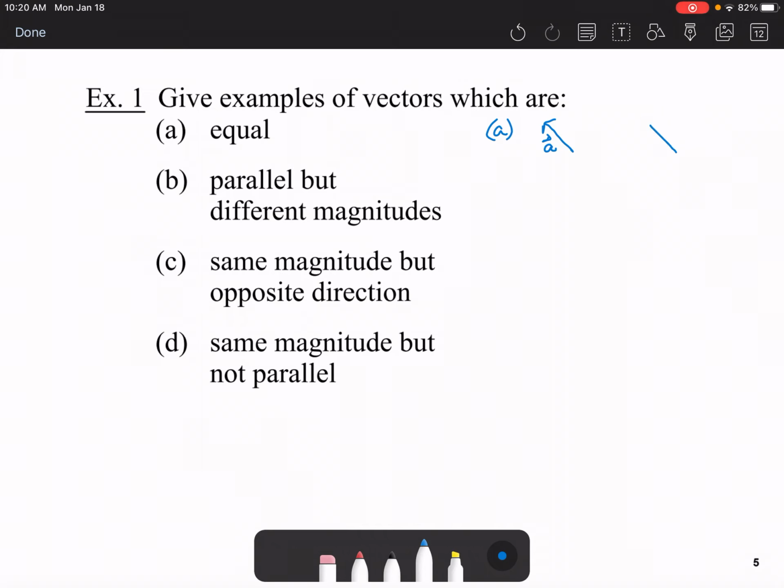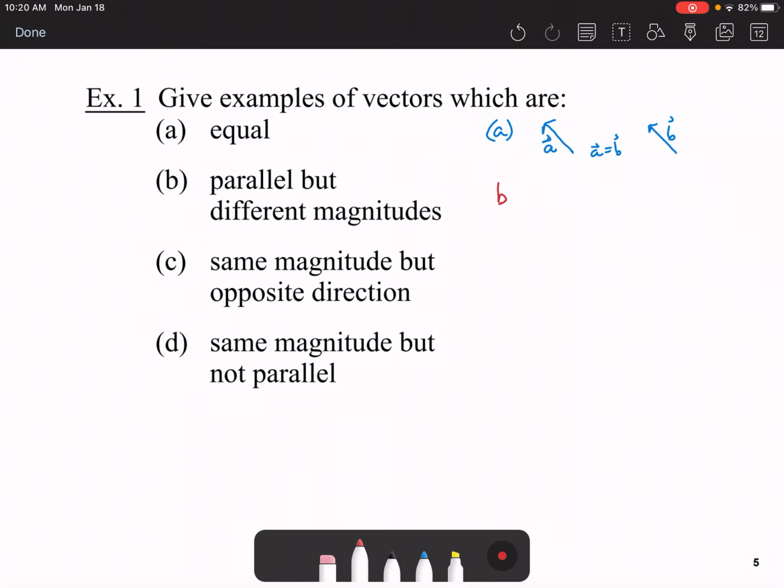But they do have to be parallel to each other and the exact same size. So let's call these two vectors A and B. Here you see A is equal to B.